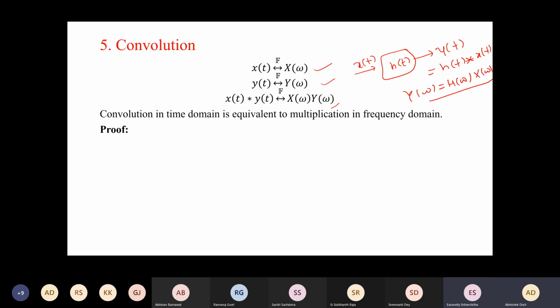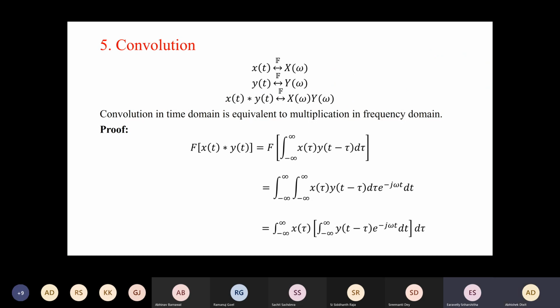So we know that this indirectly should be true, but this is something which may not even be valid for non-LTI systems. So this property is true in general. If you have two signals, the Fourier transform of the convolution of these two signals in the time domain is the multiplication of the individual Fourier transforms. So let us look at this.